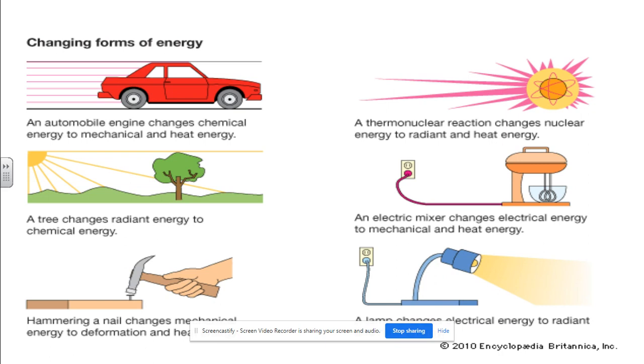Changing forms of energy. We mentioned some of these earlier, but an automobile engine changes chemical energy into mechanical and heat. A tree changes the sun's radiant energy into chemical energy for food. Hammering a nail changes mechanical energy to deformation and heat. A thermonuclear reaction changes nuclear energy to radiant and heat energy. An electric mixer changes electrical energy to mechanical and heat.